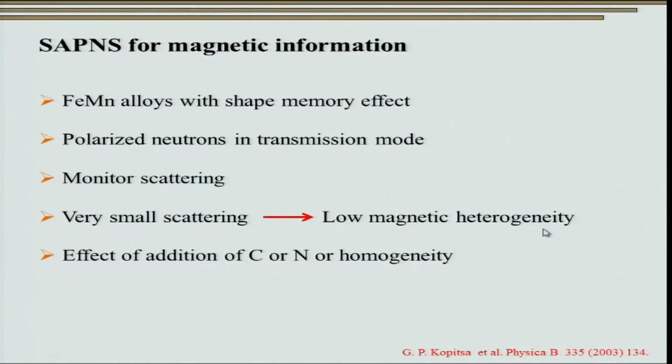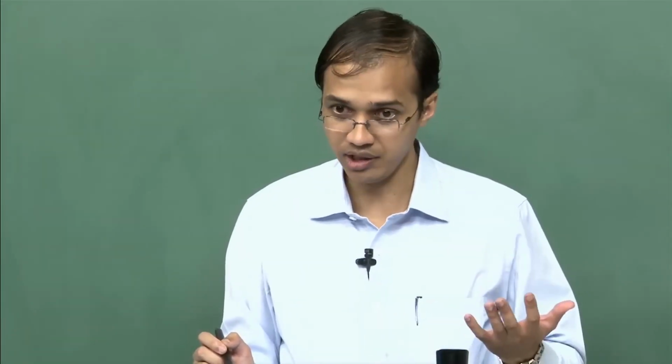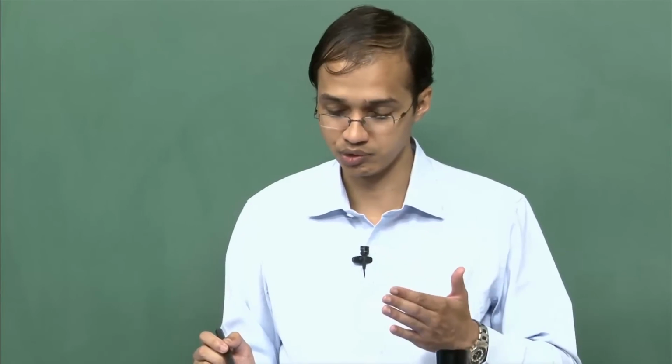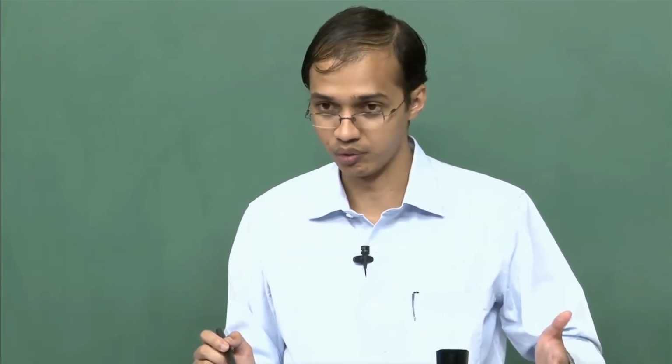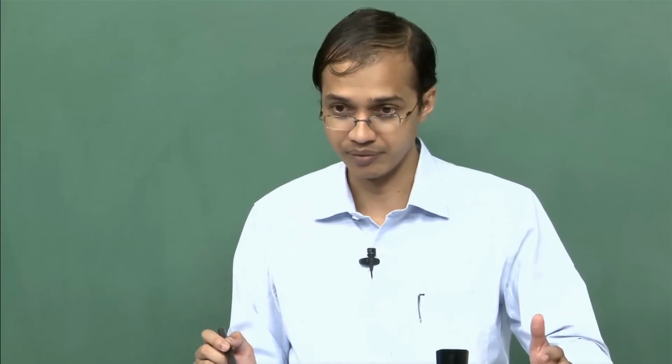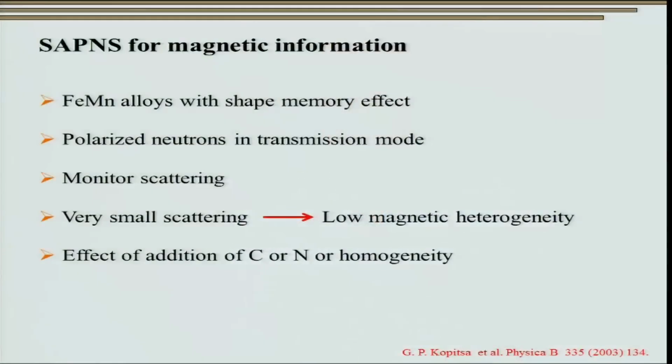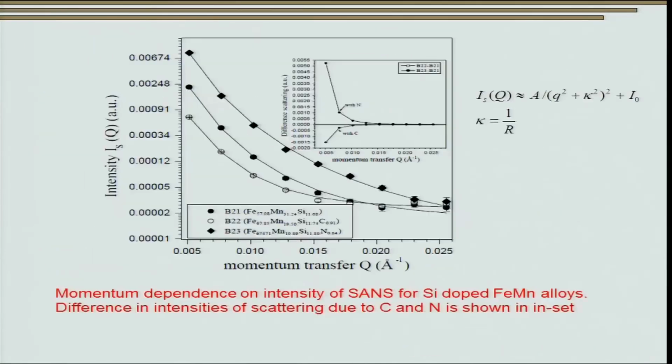Not only that, they also added carbon and nitrogen. Again, you can add them directly or you can add their respective isotopes. So, you can add carbon 12 or carbon 14, or nitrogen 14 and nitrogen 15. However, this study they have not done that, but you always have this option to maximize the contrast, and this is what has been shown over here.